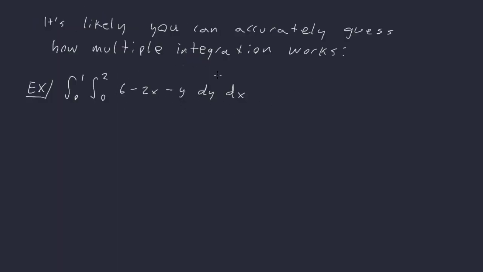Alright, so for example, if I just threw this particular integral at you, say the integral from 0 to 1, integral from 0 to 2, of 6 minus 2x minus y dy dx, just based on what we know about partial derivatives, you may just start by thinking, oh, okay, I have a dy. So on this inside integral here, we'll just integrate with respect to y and treat x like a constant. And that's exactly what we're going to do. We'll ignore the dx stuff here. We always work inside out.